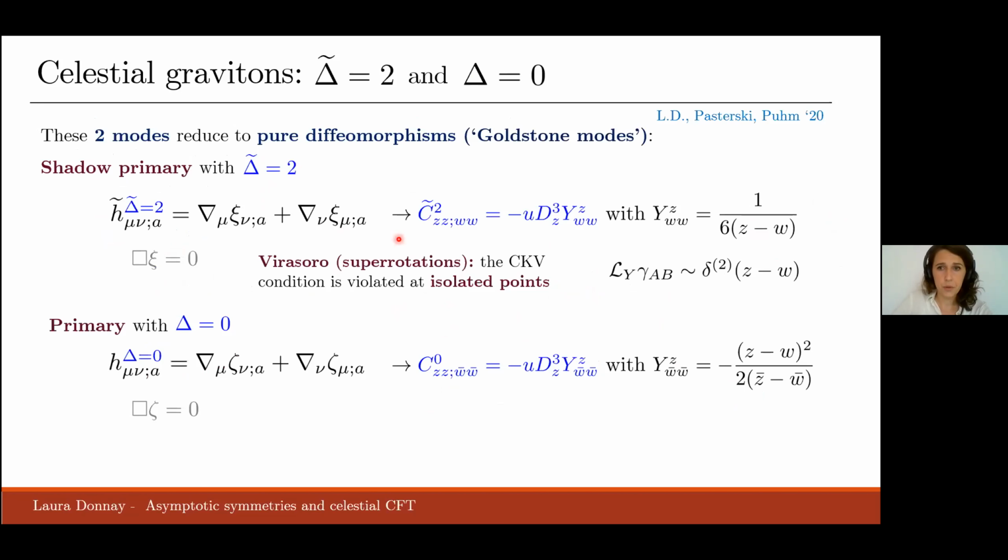You can actually see that these pure diffeomorphisms are exactly the super rotation. Now you just need to remember that we are in a different gauge. We're not in boundary gauge, but in harmonic gauge. The important thing to notice, skipping a few things here, is that you can realize that this mode corresponds to a Virasoro or super rotation kind of symmetry, because it violates the CKV, the conformal Killing vector equation, at isolated points. So it introduces a singularity on the celestial sphere metric, gamma AB, at an isolated point.